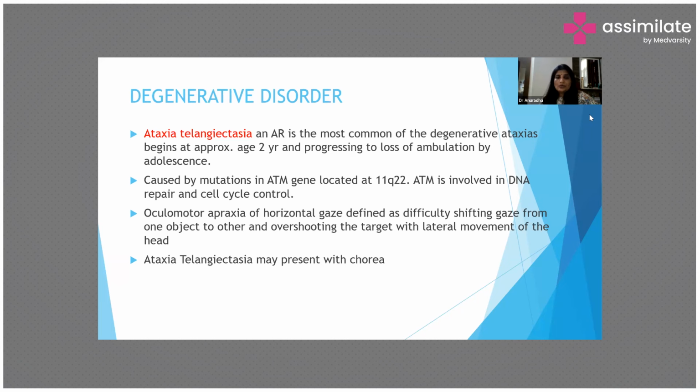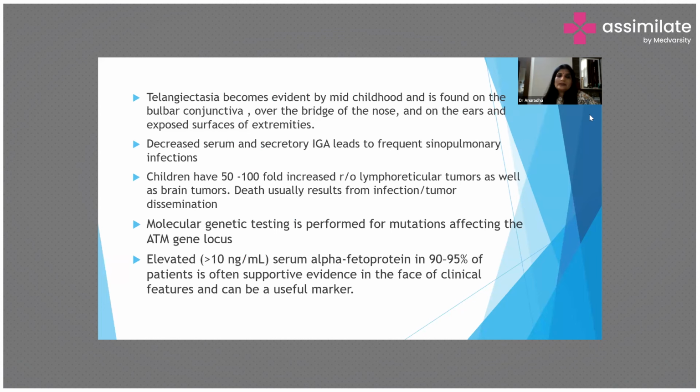So what happens? Oculomotor apraxia of the horizontal gaze is defined as difficulty in shifting gaze from one object to another. The person is not able to shift the gaze from one object to another and overshoots the target with lateral movement of the head. What else happens in ataxia telangiectasia? It may also present as chorea. So where is the telangiectasia seen? They are basically capillary malformations seen in childhood, and mostly found in the bulbar conjunctiva, bridge of the nose, ear, and extremities.